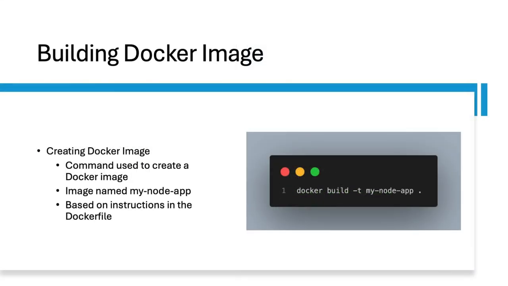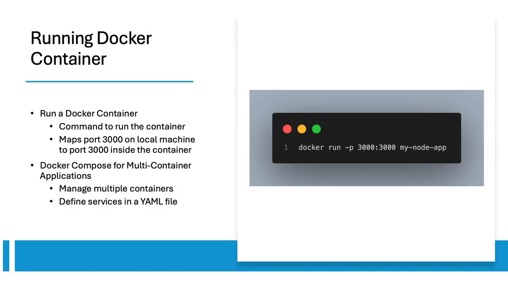To build a Docker image, use the command that creates an image named mynode-app based on the Dockerfile instructions. To run a Docker container, use the command that maps port 3000 on your local machine to port 3000 inside the container. For multi-container applications, use Docker Compose.